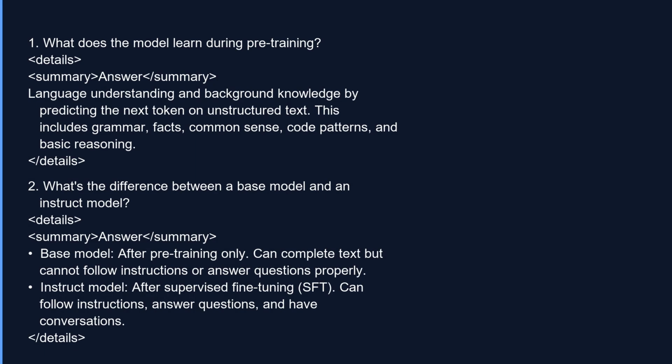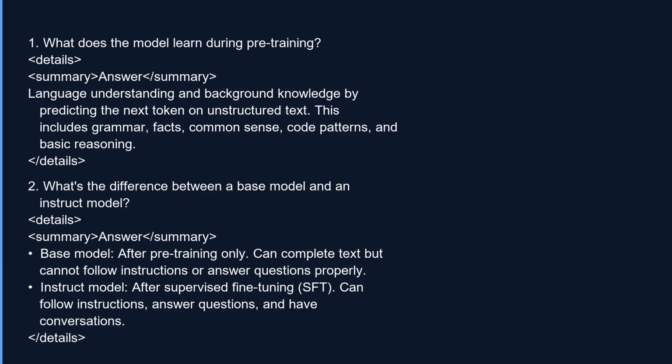One. What does the model learn during pre-training? Answer: language understanding and background knowledge by predicting the next token on unstructured text. This includes grammar, facts, common sense, code patterns, and basic reasoning. Two. What's the difference between a base model and an instruct model? Answer. Base model: after pre-training only. Can complete text but cannot follow instructions or answer questions properly. Instruct model: after supervised fine-tuning, SFT. Can follow instructions, answer questions, and have conversations.